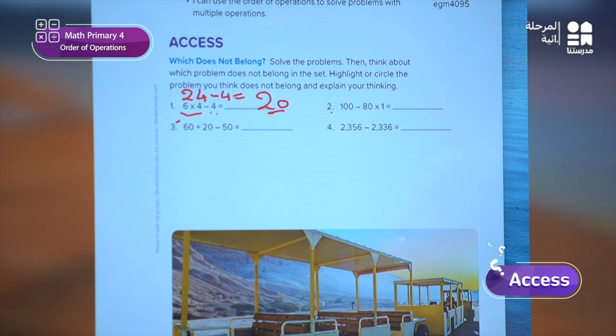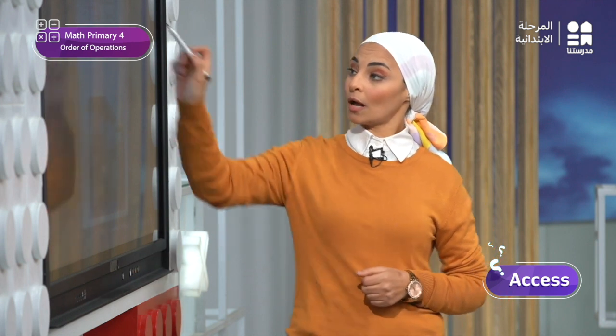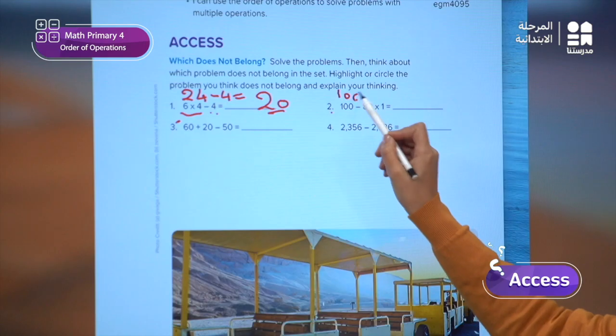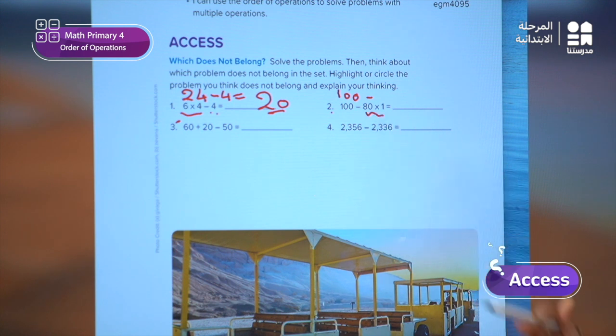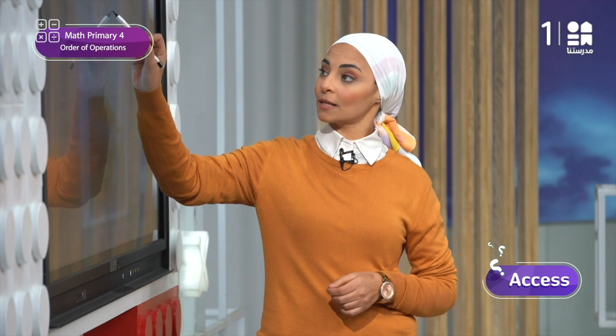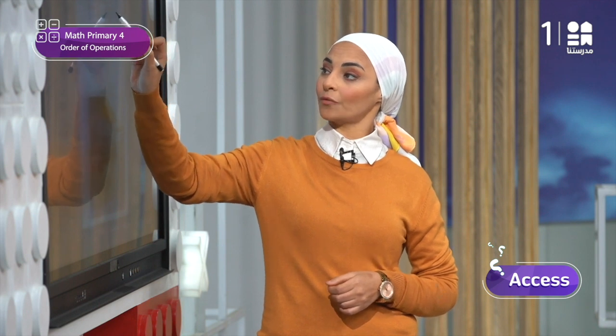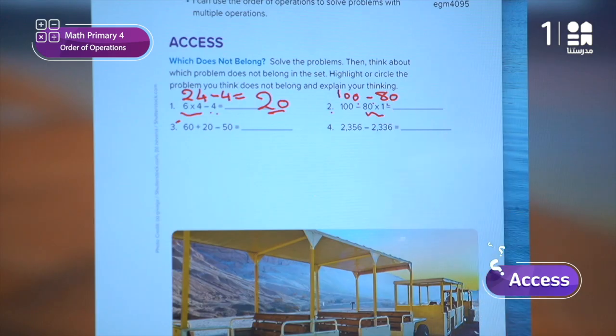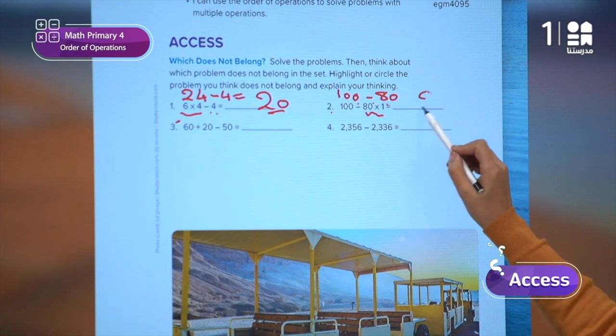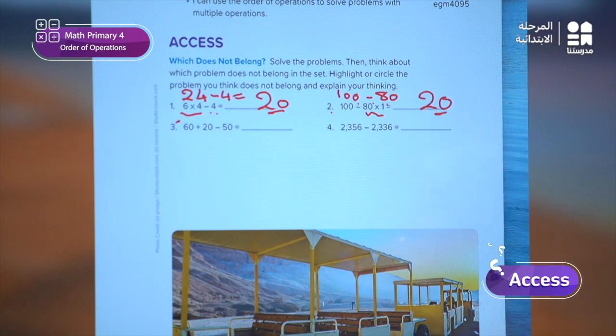First, I will start with the multiplication. So I will write 100 as it is, minus 80 times 1 equals what? 80 times 1 gives me 80, right? So here I have 100 minus 80. 100 minus 80 of course gives me 20, so 20 is my answer.